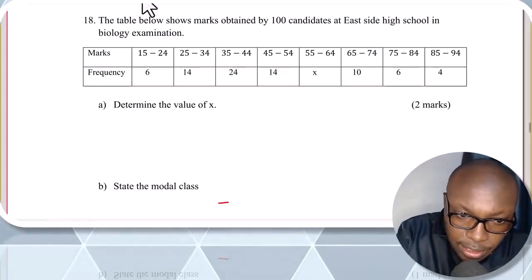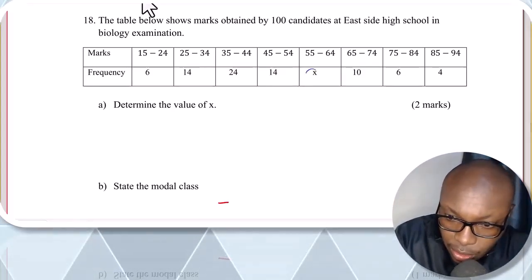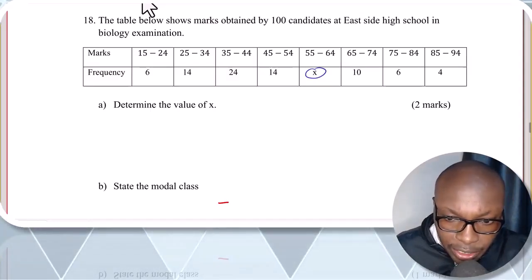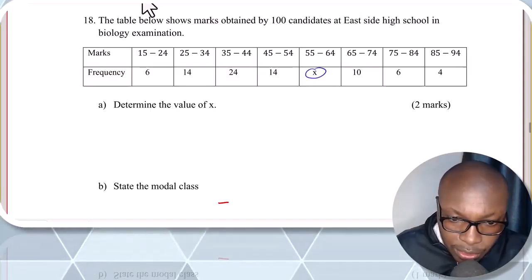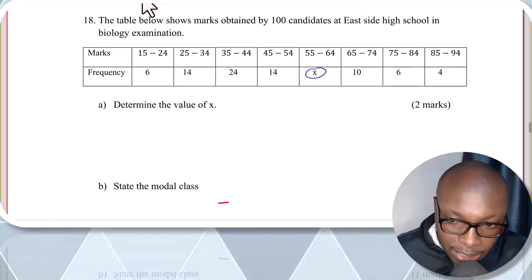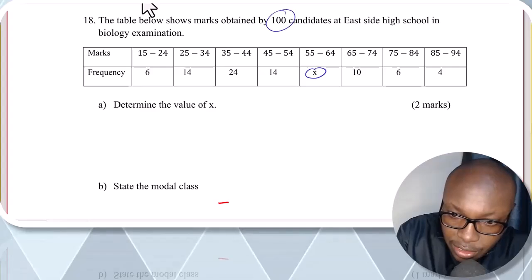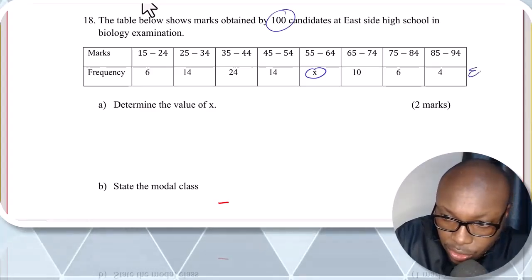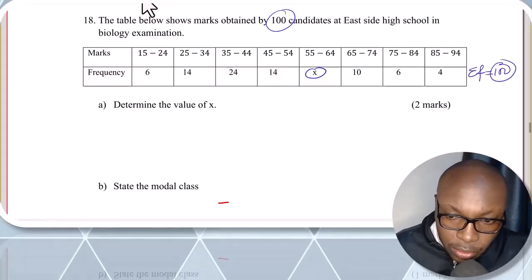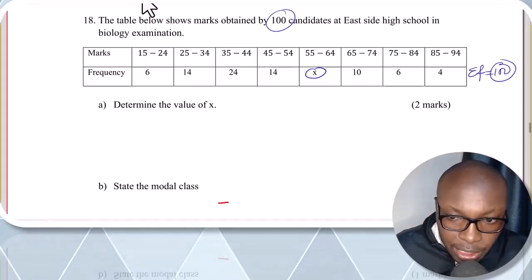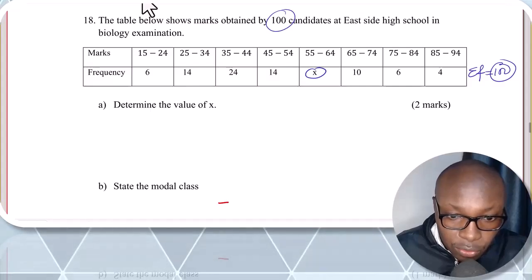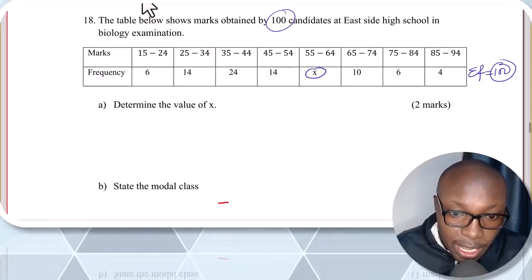So you can see x is where we have the frequency in this class, where we have 55 to 64. So to get the value of x, remember the total frequency, when you add the total frequency, which represents the total number of candidates, that should give 100, because there are 100 candidates. So the value of x is simply the number of candidates that are remaining in order to make the total frequency 100.